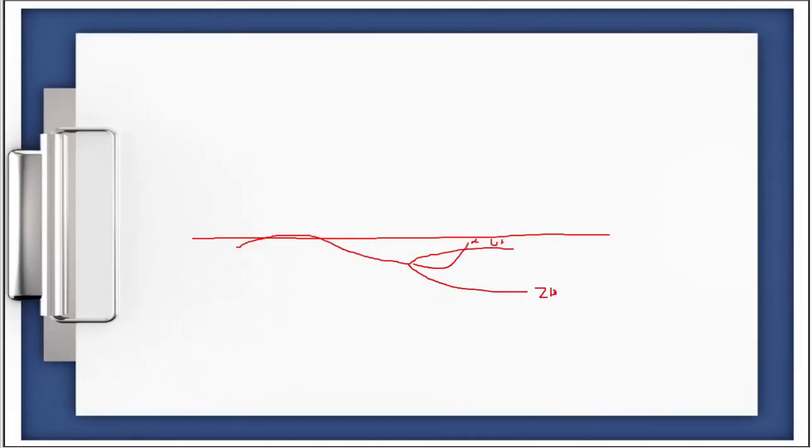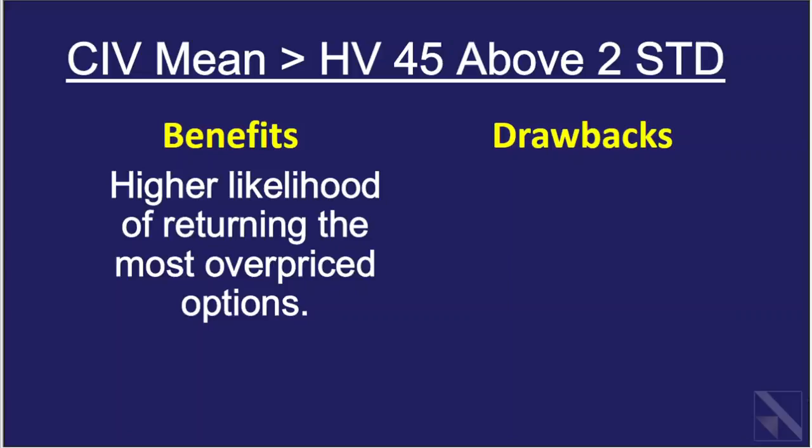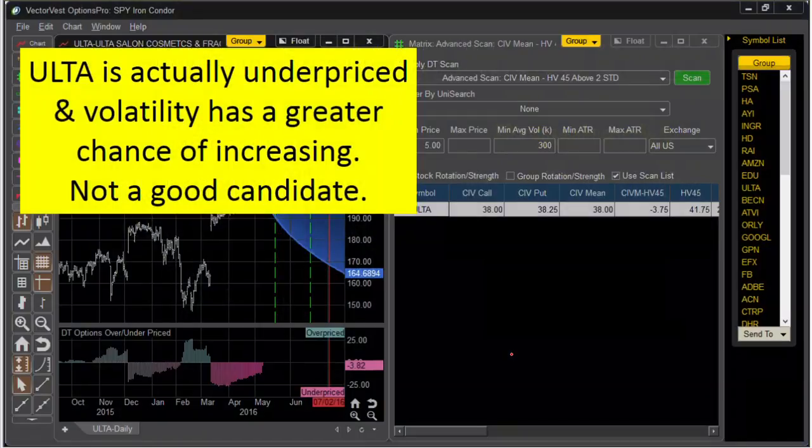All right. Now, if you're not getting what I mean, here's what I mean. The benefit of that scan is you get a higher likelihood of returning the most overpriced options. The drawback, of course, is it's more restrictive and results may not always be overpriced. Now, another drawback to this scan is quite a few of them may be very, very close to earnings. You're going to see these come in when earnings are close. So that's another drawback.